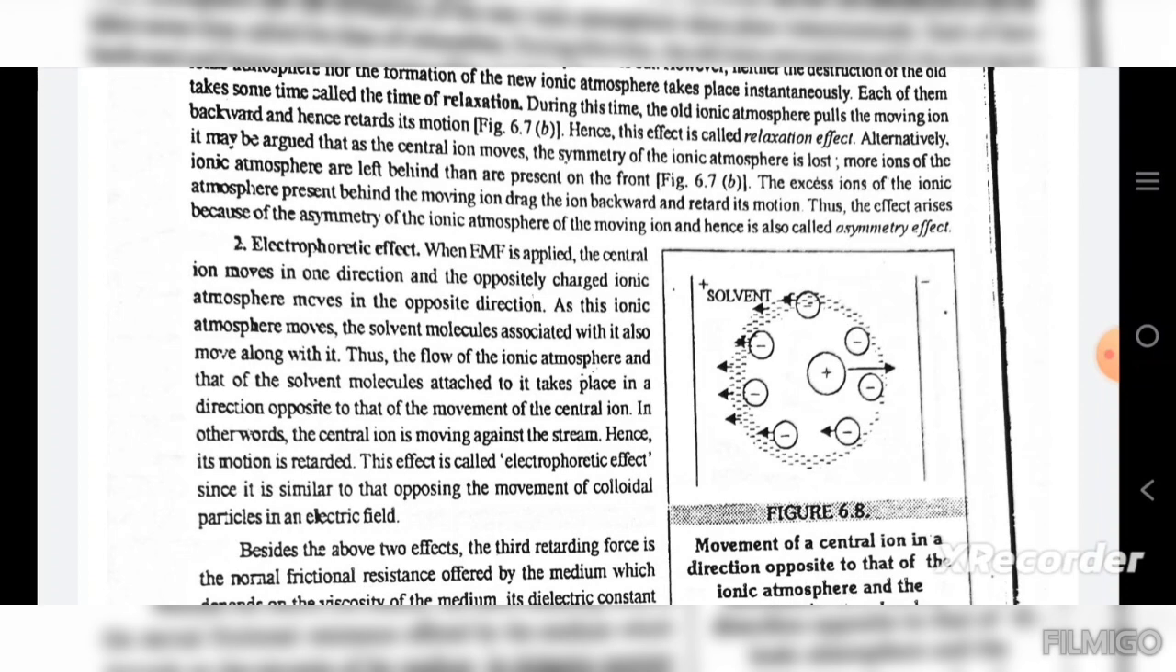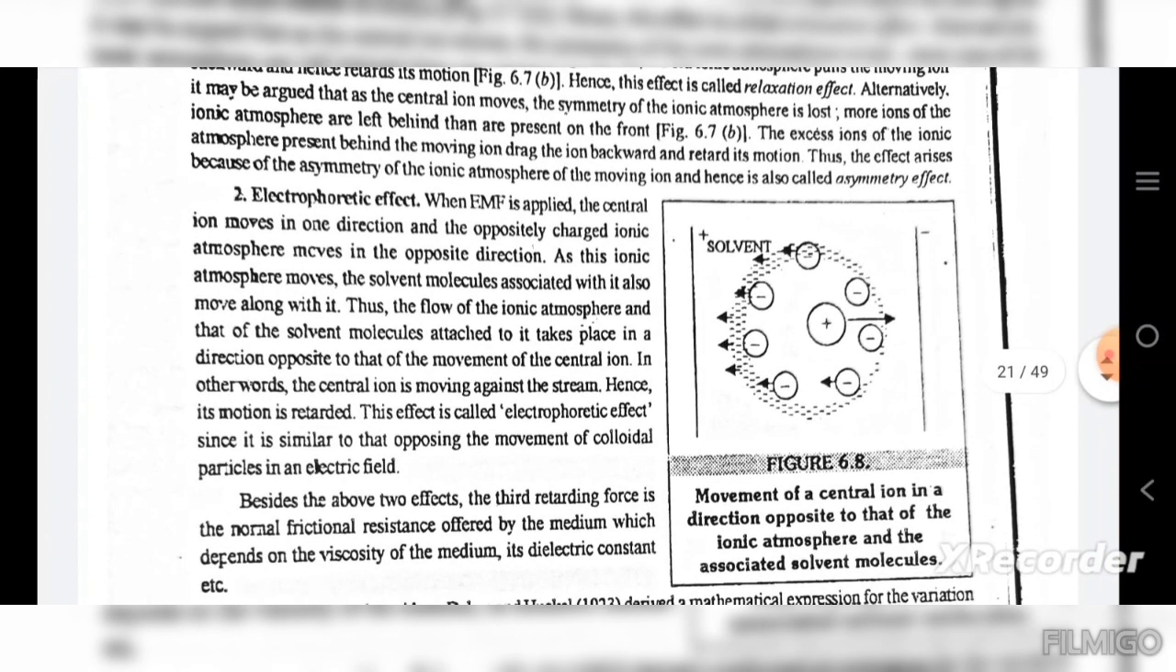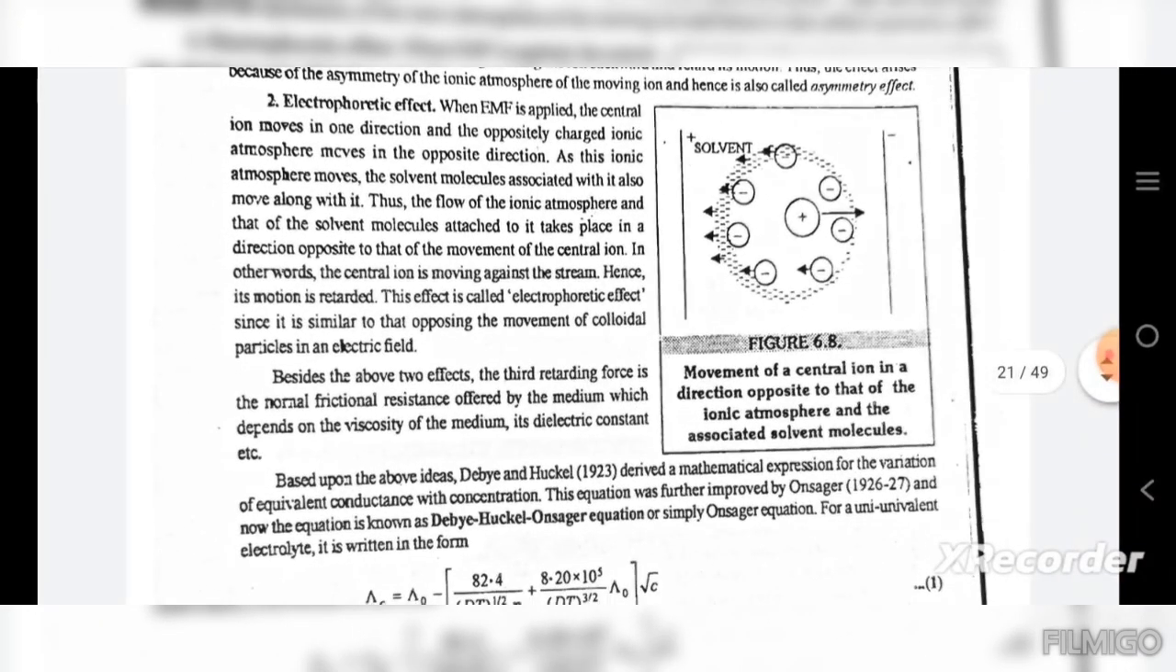Alternatively, it may be argued that as the central ion moves, the symmetry of the ion's atmosphere is lost. More ions of the ionic atmosphere are left behind than are present in the front. The excess ions of the ionic atmosphere present behind the moving ion drag the ion backward and retard its motion. Thus, the effect arises because of the asymmetry of the ionic atmosphere of the moving ion, and hence is also called asymmetric effect.